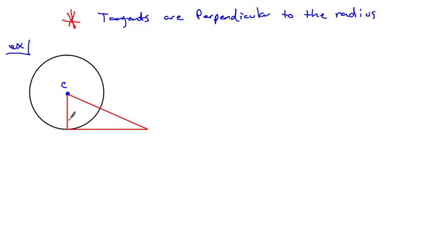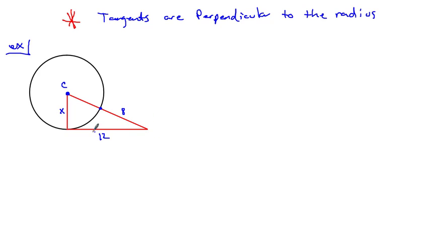We'll say that our radius is unknown, so it's going to be x. We don't know how long it is. And this is going to be 12. And from this point on the circle out to the end here is going to be 8. And our problem is to find out what x is.